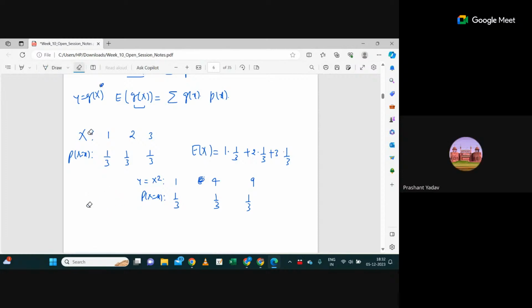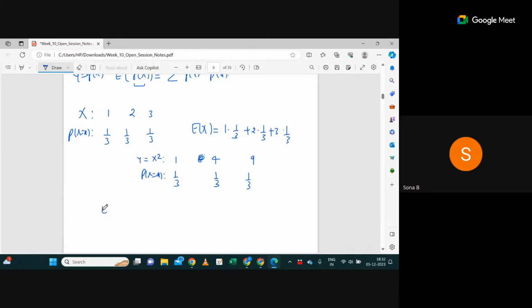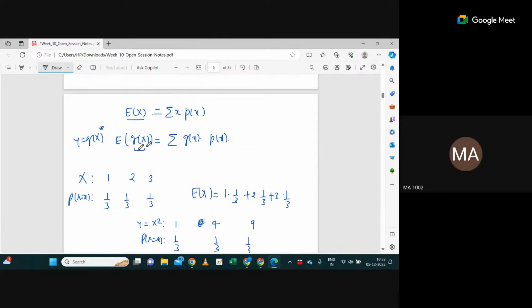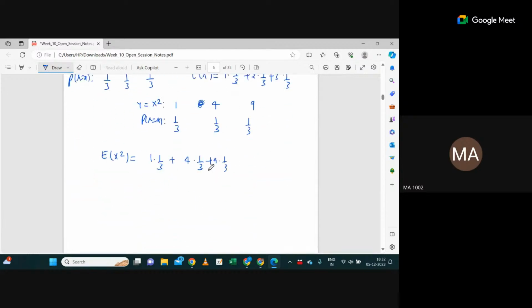So the expected value of x square will be 1 into 1/3 plus 4 into 1/3 plus 9 into 1/3. It doesn't matter what the function of your random variable is; it will simply be g(x), the function of that random variable, into the probability associated with each value. So this is clear somewhat.